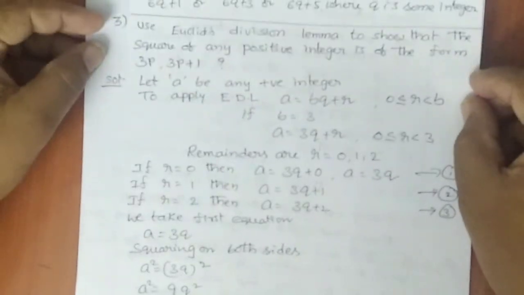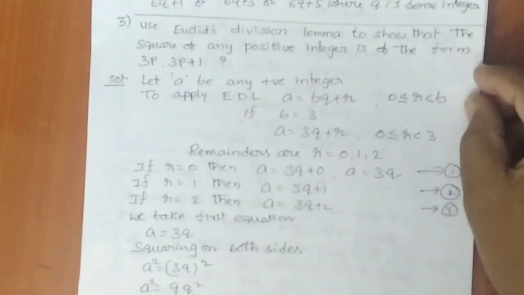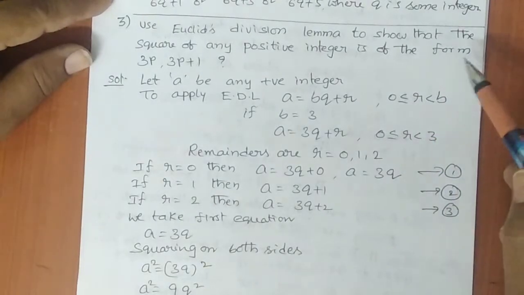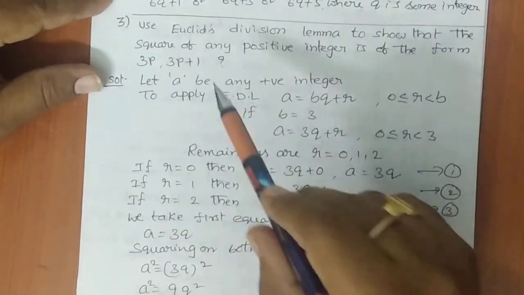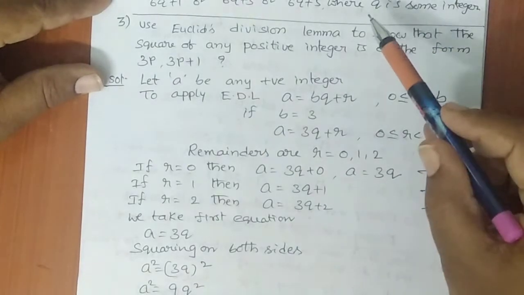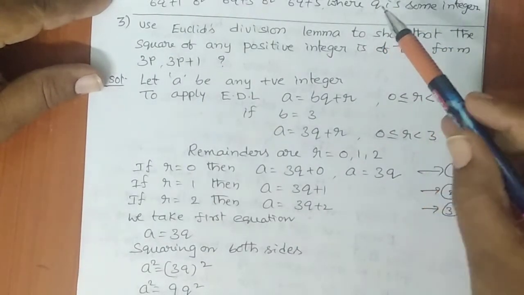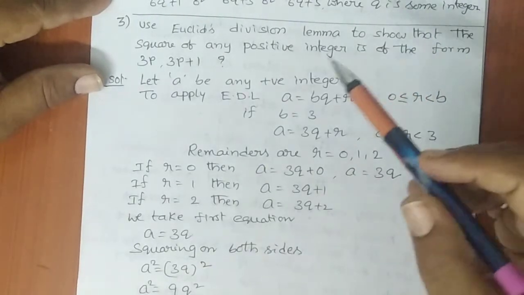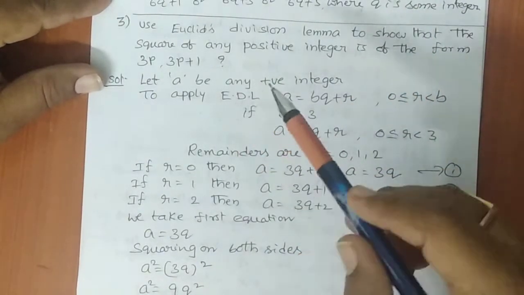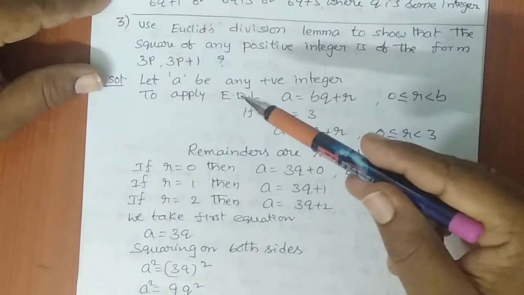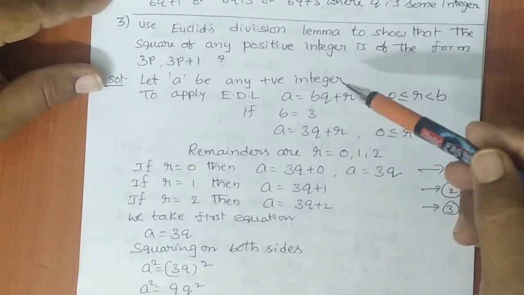Using Euclid's division lemma, show that the square of any positive integer is of the form 3p plus 1. The previous questions were only about odd or even integers. Today we explain the square of any positive integer. Let a be any positive integer.